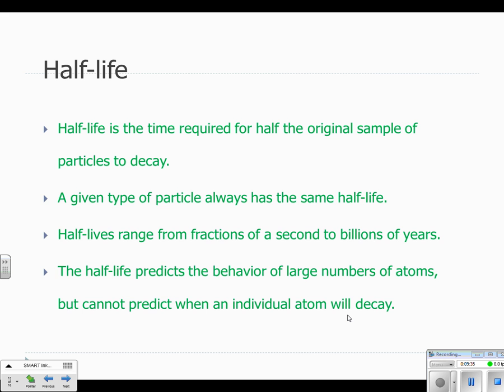So this predicts the behavior of large numbers of atoms, but we can't predict when an actual individual atom will decay. We can just say, in this group, half of it's going to decay. We don't know which half. When we talk about half-life in equations and tables and charts and things, we use the lowercase t and then the subscript 1/2 as our symbol.